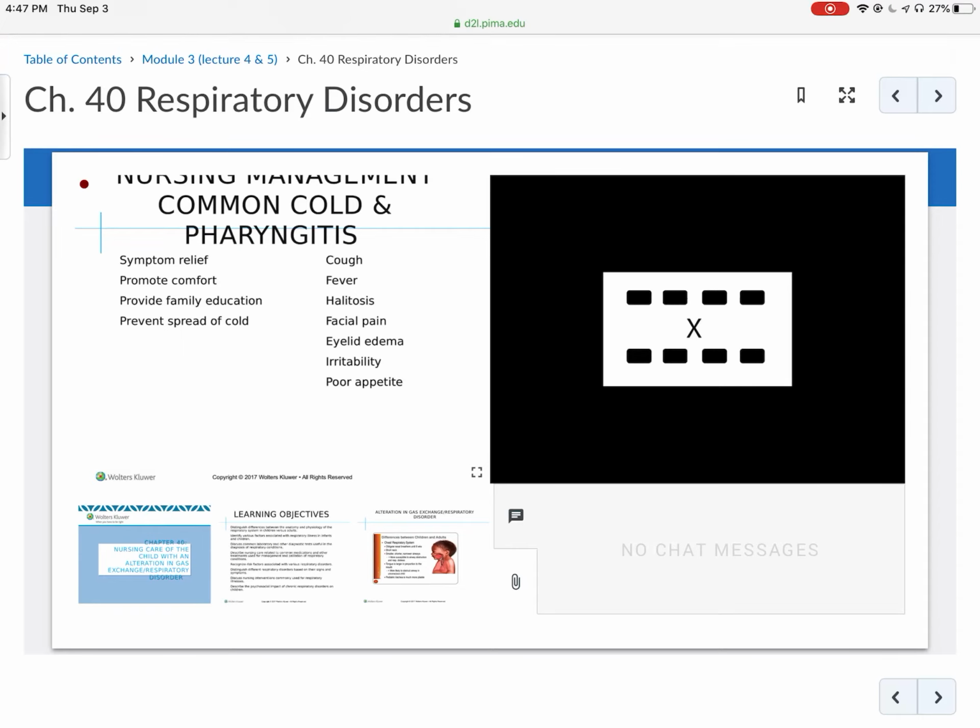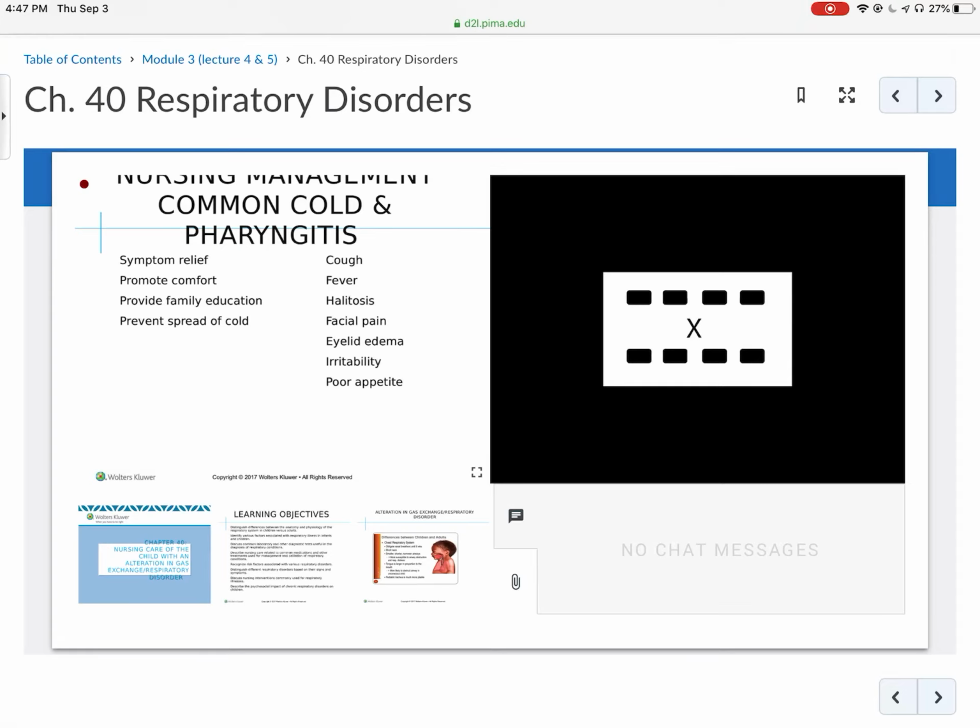And then things to look out for, bring them in for, would be a prolonged fever, or if they see some throat swelling. It lasts longer than 10 days. They have some other symptoms with it, like earache, headache. They're inconsolable, things like that.